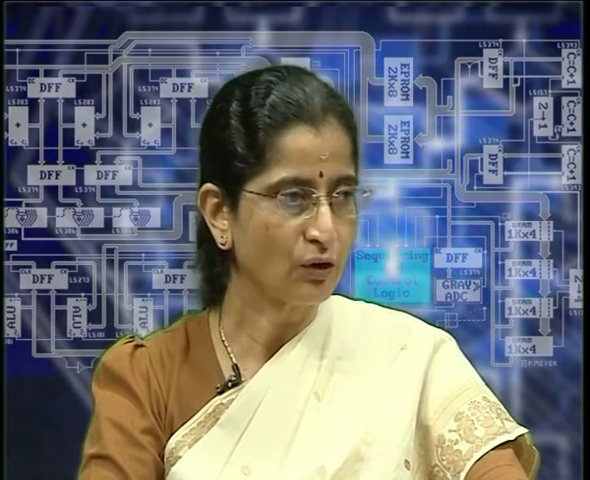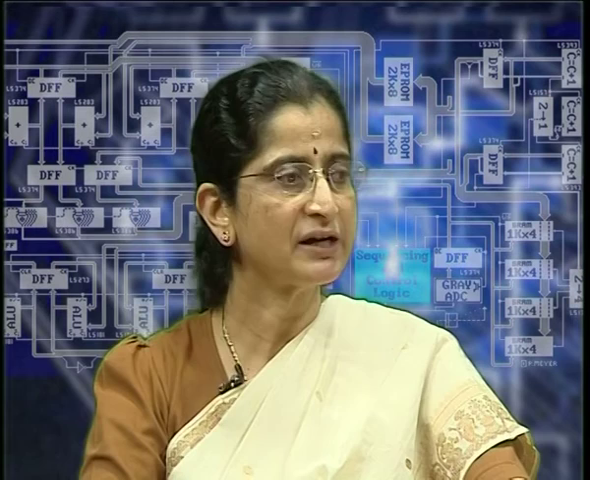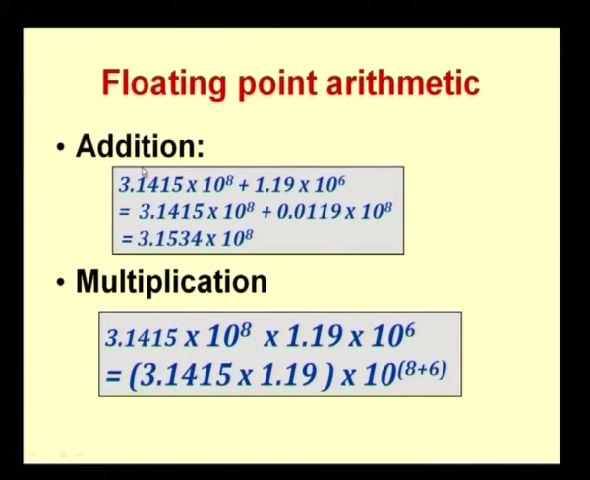Now, coming to floating point arithmetic, it is very simple. We are already familiar with this with respect to decimal. So, we will take an example from decimal and understand how the same thing is done with binary numbers as well. If you take decimal addition, look at what we do: 3.1415 into 10 power 8 plus 1.19 into 10 power 6. So, what would you do? You would normalize the numbers, or equalize the exponents of the two numbers before you can add the numbers.